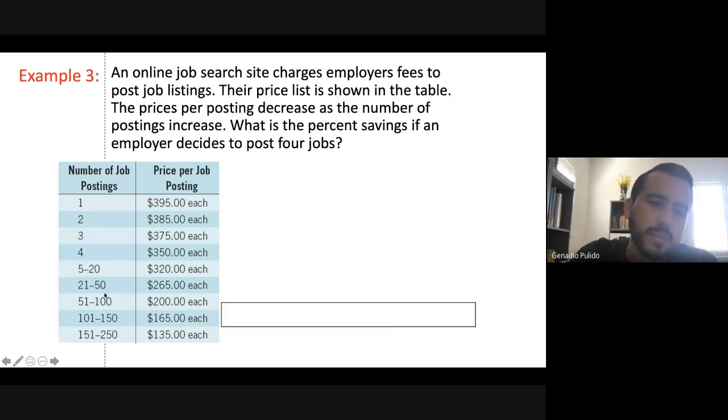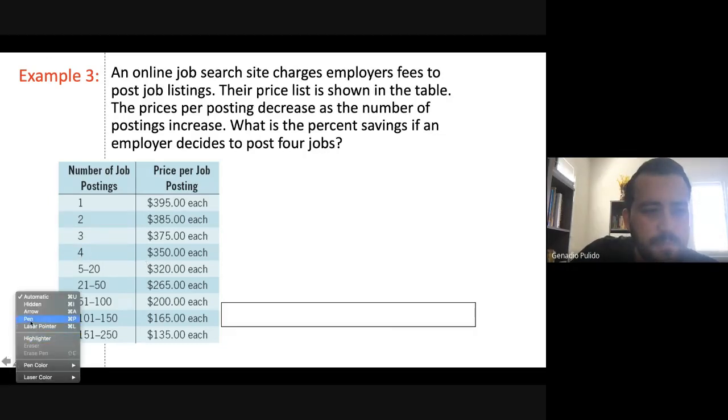Okay, so look at this chart. On the left-hand side, we have the number of job postings. On the right-hand side, we have the price per job posting. So if I have 1 job posting, it's $395 each. If I have 2, it's $385 each. Okay, so you can tell how much it changes as you go. So it says, what is the percent savings if an employer decides to post 4 jobs? So that means that we're looking at this one right here.